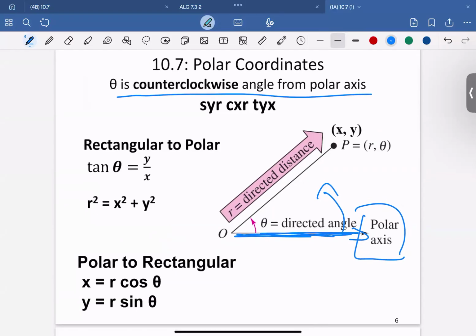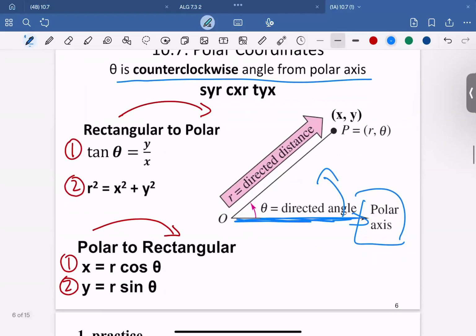And now we are looking at four equations that will help us transition from rectangular to polar and from polar to rectangular. I am expecting you to memorize these, but it's not too bad. Rectangular to polar, we would want to use tangent theta equals y over x. This is going to give us our y and x value. And r squared equals x squared plus y squared. Just remember that. That's simple enough.